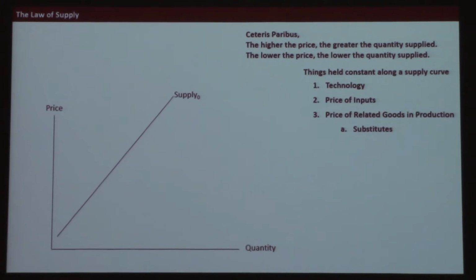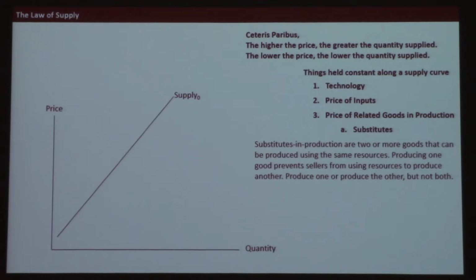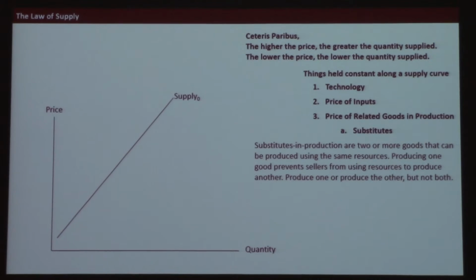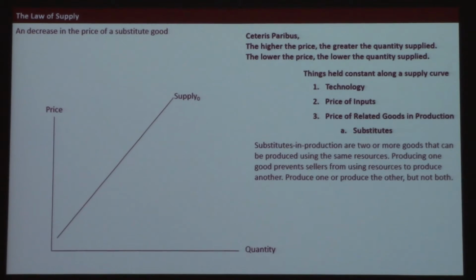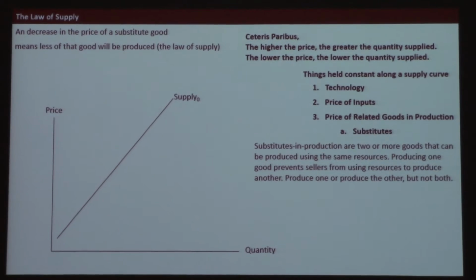Price of related goods in production, substitutes, what the heck does that mean? Let me see, substitutes in production, two things that can be produced using the same resources. A lot of this comes from agriculture, but think about a plot of land that can be used for growing wheat or growing corn. So if they're related goods in production, then if there's a decrease in the price of a substitute good, you're going to supply less of that, and you're going to supply more of this good.